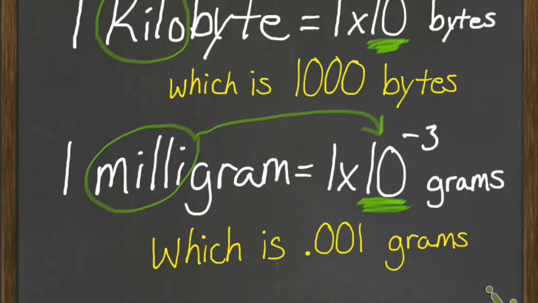Same thing with a milligram. A milligram is 1,000 times smaller. Remember, the prefix milli means 1,000 times smaller. That's why we put 10 to the minus 3. We're making the gram smaller, so it's milli. 1 times 10 to the minus 3 is the same thing as 0.001. So a milligram is equal to 1 times 10 to the minus 3 grams, which is the same thing as 0.001 grams, or 1,000 times smaller than a gram.